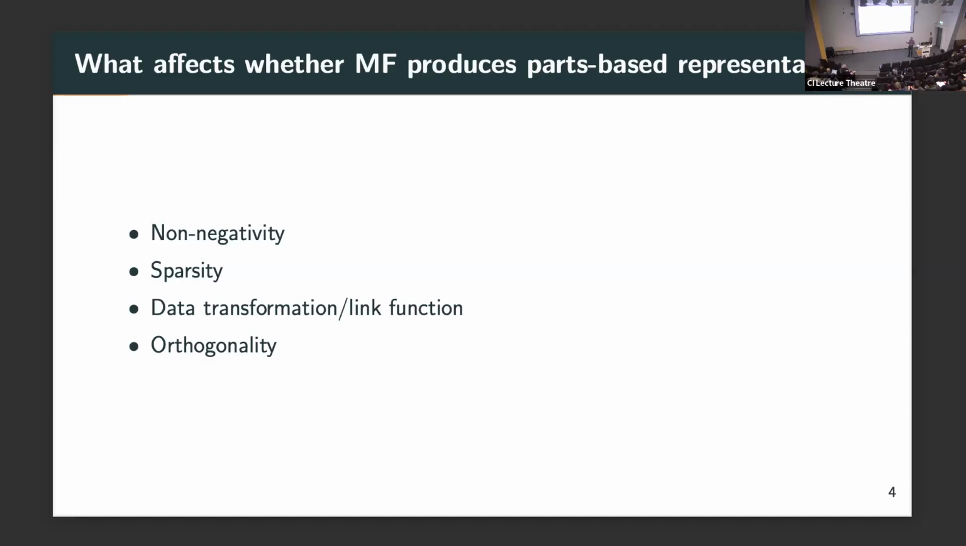Assuming sparsity on L and F can help interpretability. How you transform the data, or whether you use some kind of link function, as I'll show later, affects the results for sure, and arguably perhaps the interpretability of the results. And whether or not you assume orthogonality on the L's and F's can also have an impact, and maybe on just one rather than both.